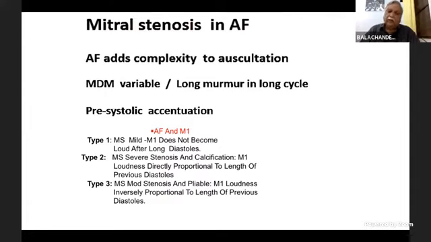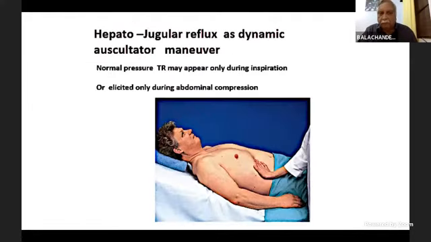Of course, you have first heart sounds which are classified as type 1, type 2, type 3, but this is not really important for the exam. It will confuse both you as well as the examiners. So probably you don't have to talk about the sounds, but the duration of the murmur, the presystolic accentuation, and the long and short cycles of atrial fibrillation are important, and we should not forget to describe it when you're describing the murmur of mitral stenosis in a patient with AF.